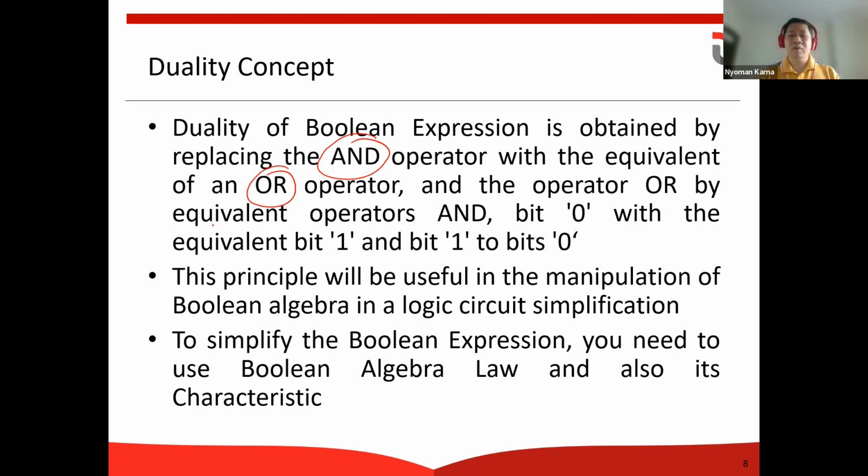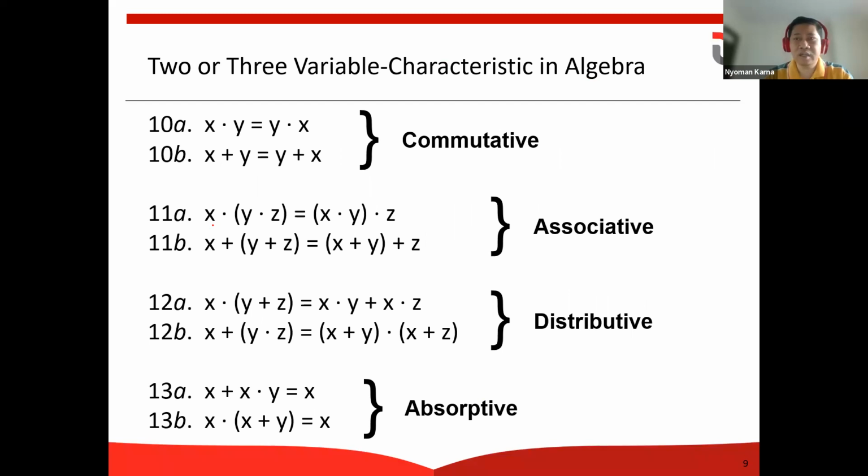How are we going to do that? We need another law from Boolean algebra. Before we discuss duality concept, let's discuss another characteristic of Boolean algebra. First one is commutative. In commutative, just like in mathematics, x times y is just the same as y times x. And then associative, if they are on the same degree or the same level, like multiplication, then we can just start with y times z first or x times y first. Just the same. And then distributive.